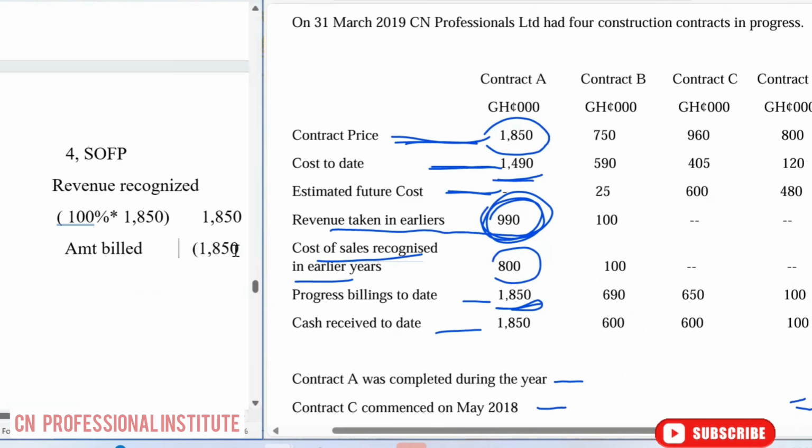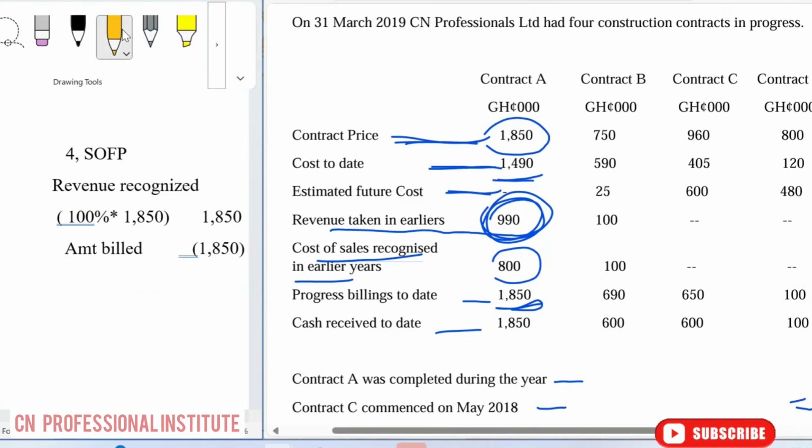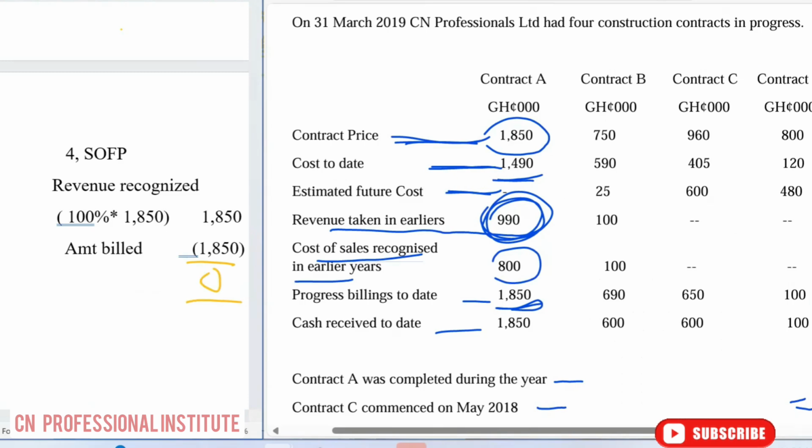So here you realize that we have a zero figure as the contract asset or liability. So there will be no contract asset or liability. There will be nothing here as contract asset or liability, so we have zero. So that's how we go about the B, the A.